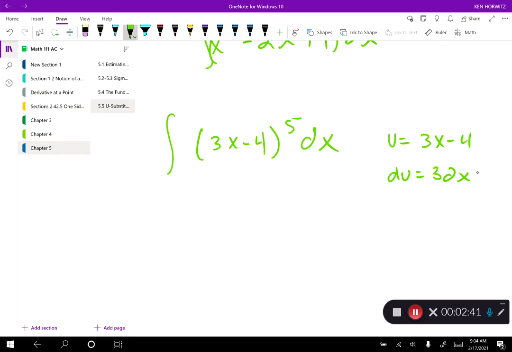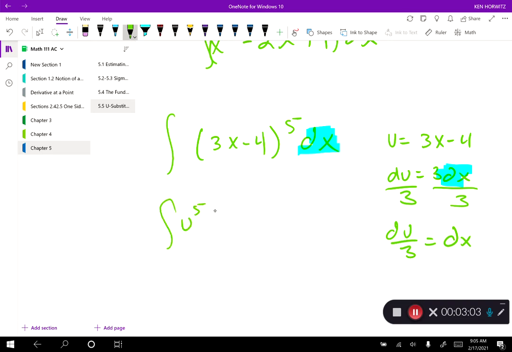Now, basically, we need to substitute in. So all I have is a plain old dx, and here I have 3 dx. So how do I get just a plain old dx? Well, I can divide by 3 on both sides, and I get du over 3 equals dx. So now I can substitute in. I have the integral of u to the 5th times du over 3. And everything is substituted for.